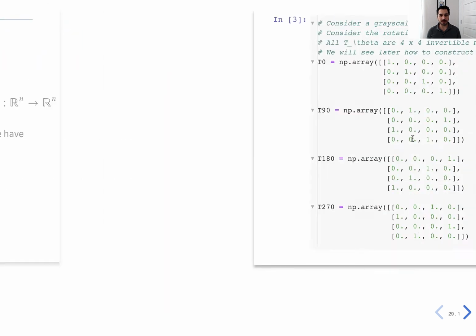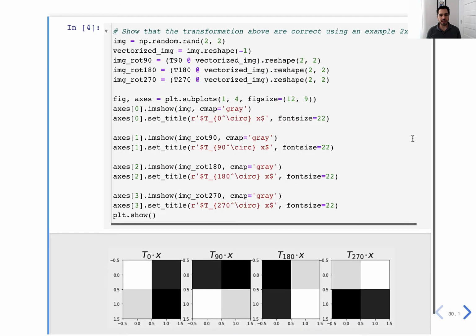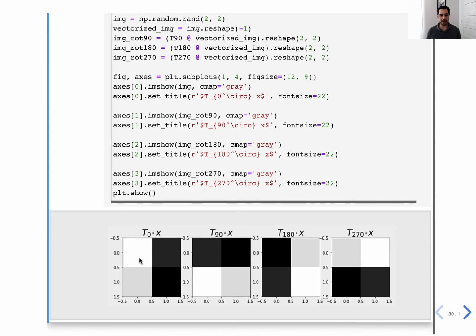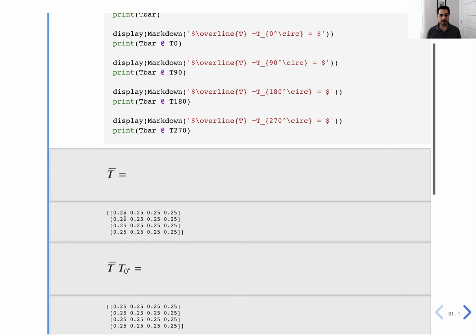Let's see an example. Here we have the rotation group over 2 by 2 images, which are 4-dimensional vectors. Now let's apply the rotation to the original image. So this is the original image. Here's a 90-degree rotated, 180 rotated, 270 rotated. Now let's construct the Reynolds operator, which is the average of all transformations in the group. This is the Reynolds operator.